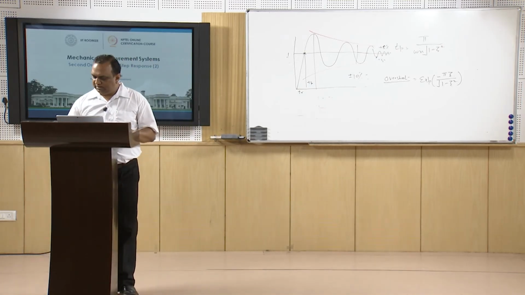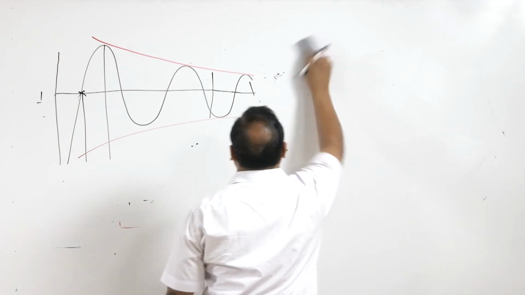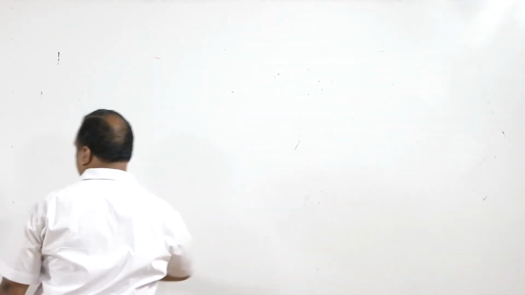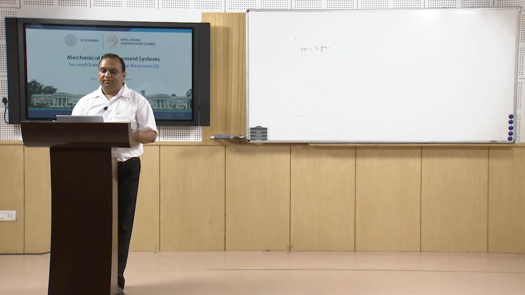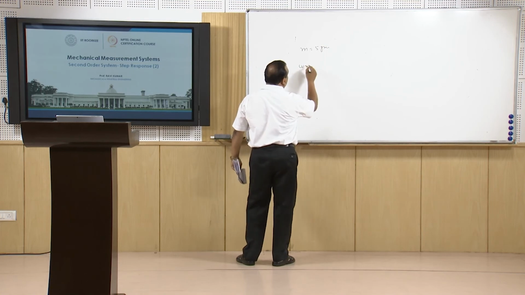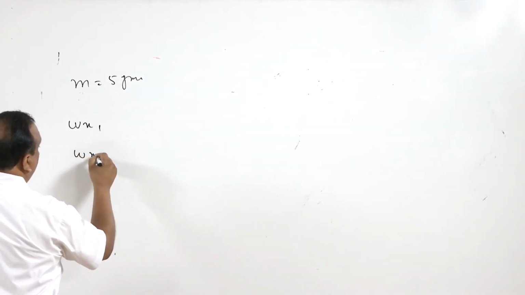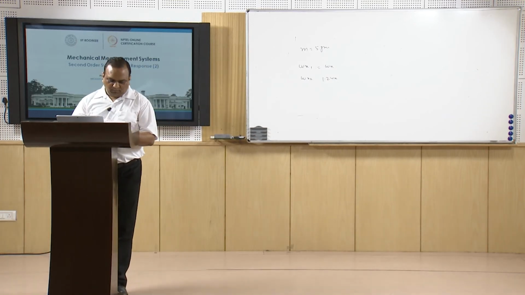Now I will take one example. The statement of this problem is: the pen arrangement of a recorder has a mass of 5 grams. So there is a recorder which has a pen of mass 5 grams. What should be the percentage reduction in mass if it is desired to have a 20% increase in natural frequency? If the natural frequency is increased by 20%, how much mass will be reduced? So there are two cases, Wn1 and Wn2. So this is Wn and this is 1.2 Wn, right? And we have to find how much mass reduction will be there.